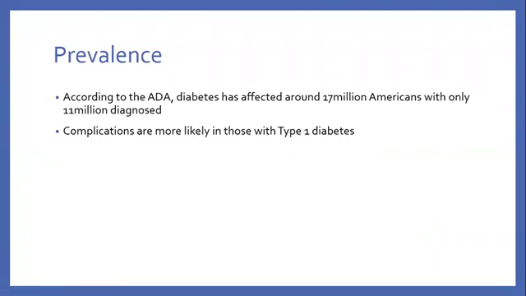So according to the American Diabetes Association, diabetes has affected around 17 million Americans with only 11 million diagnosed. Complications are more likely in those with type 1 diabetes than type 2 diabetes. And this is important because, as you know, the majority of the patients that we see are diabetic, and it's important to be aware of the many ways that diabetes can manifest itself in the patient's musculoskeletal system.